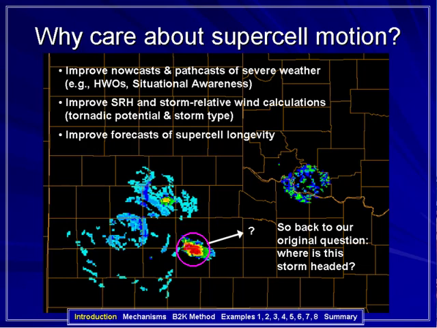And of course, we want to do this. We want to come up with a prediction of supercell motion before the storms even develop, so we can forecast storm relative wind parameters, and also before storms split into right and left moving components.